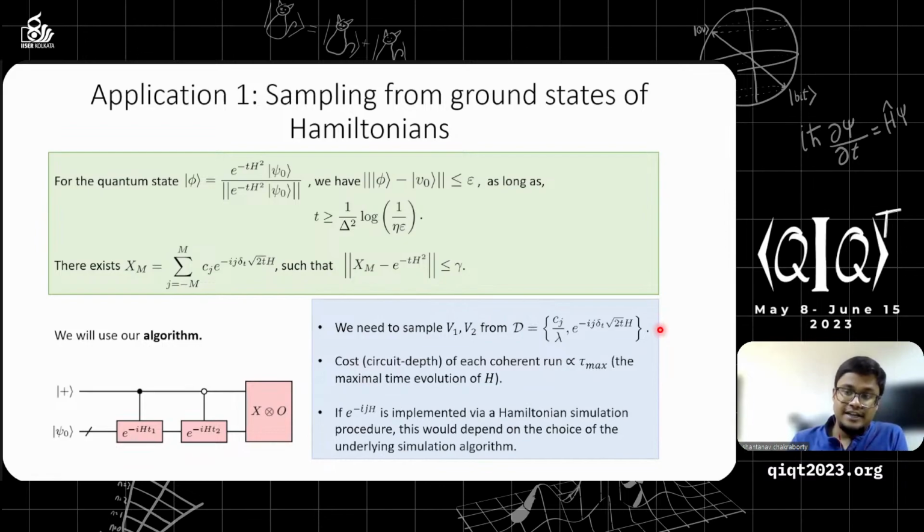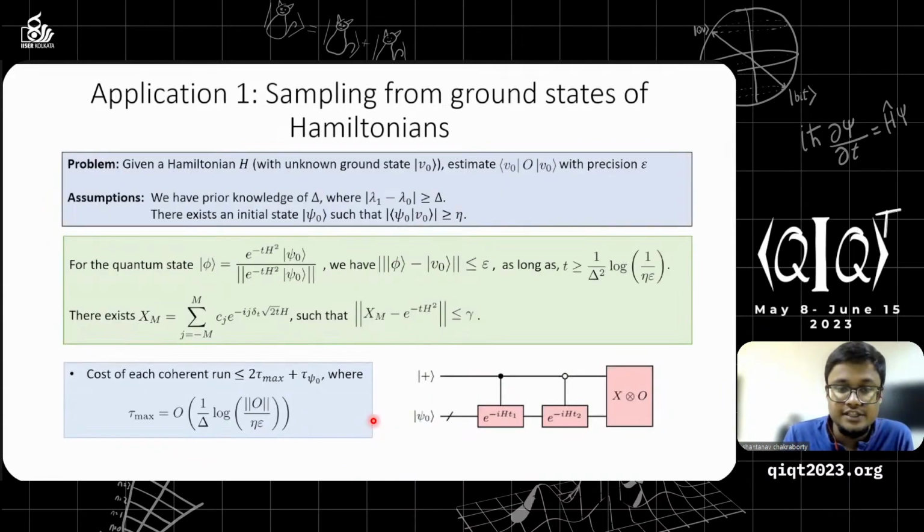You can also assume that you don't have access to the time evolution operator, but there's some quantum simulation algorithm that implements this quantity. In that case, the cost will be upper bounded by the choice of the quantum simulation algorithm, so it depends on what kind of quantum simulation algorithm you use. So let us first estimate the circuit depth, or the cost, of each run of the algorithm. As I said, the maximum time that you need to evolve for is square root of t, so it's proportional to 1 over delta up to some log factor.